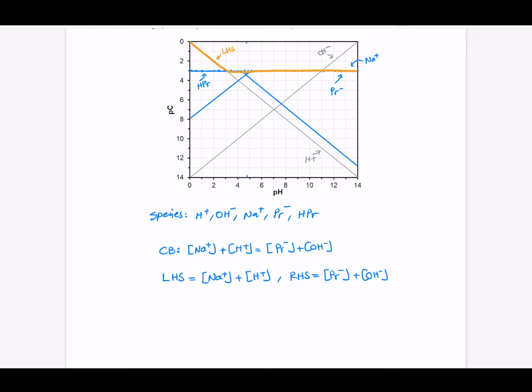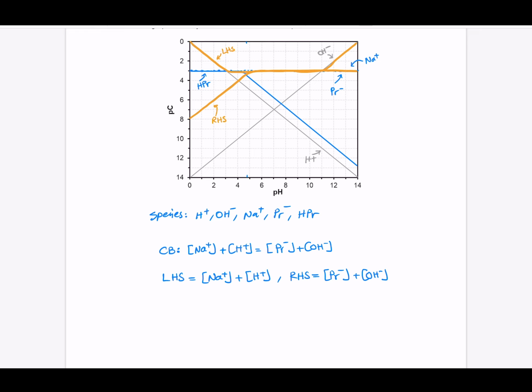And then we do the same thing for the right-hand side. As we have the individual lines, PR, we just need to combine PR with OH minus. Okay, PR is bigger here on the left-hand side. And then we overlap here, and then the OH. So this would be our right-hand side. But as you see, there's a problem here.